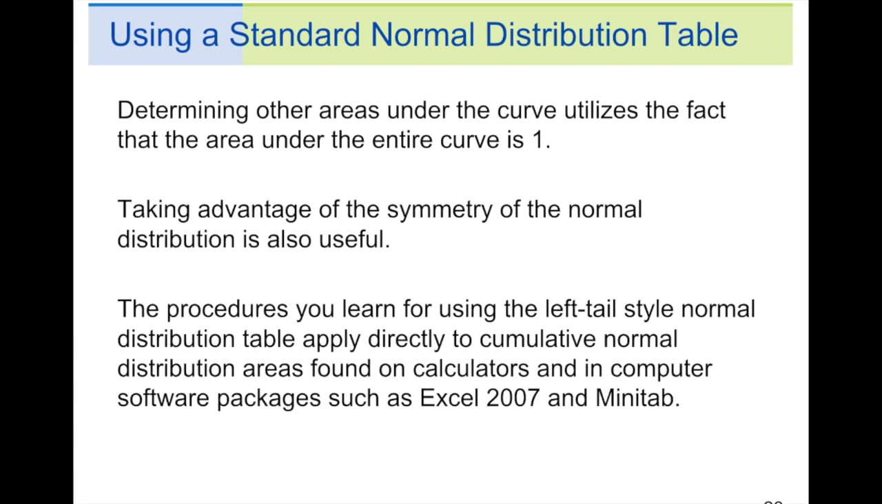Determining other areas under the curve utilizes the fact that the area under the entire curve is 1. Taking advantage of the symmetry of the normal distribution is also useful. The procedures you learn for using the left tail style normal distribution table apply directly to cumulative normal distribution areas found on calculators and in computer software packages such as Excel 2007 and Minitab.